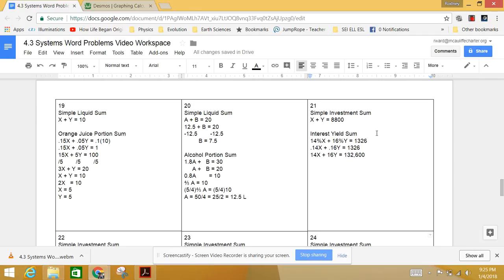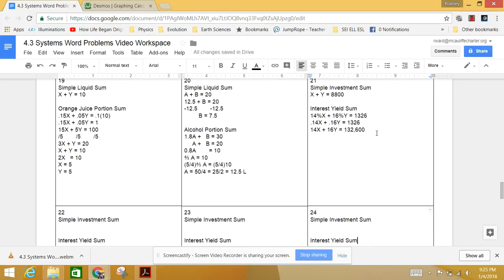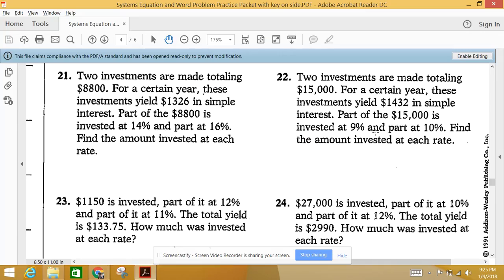Work it out and try and solve it. I'm going to ask you to pause the video right now and see if you can work out the setups for number 22, 23, and 24. All right, assuming you have paused the video and you've come back, you would like to see how I did the setup.